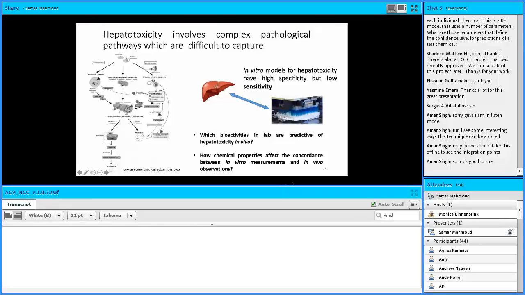What are the combination of bioactivity features or biological perturbations that if we captured, we would have a better coverage of toxic compounds? And the second question is, what are the chemical properties that might affect the concordance or the transferability of in vitro measurements and the in vivo observations?